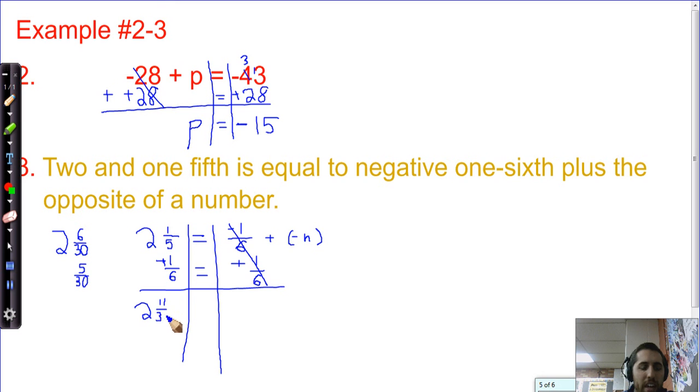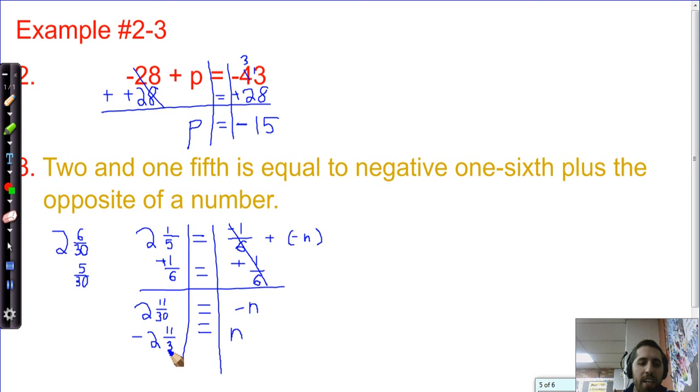11/30. Now here's the tricky part, a lot of people will just say, oh, that's what our variable is equal to. But we've only canceled out negative 1/6, and what is left is the opposite of n, or negative n. And usually when you're solving equations, they want you to tell what the variable is equal to. Well, if I know the opposite of n is equal to 2 11/30, then what is just n equal to? So if the opposite turned positive, then the regular variable must be equal to negative 2 11/30.